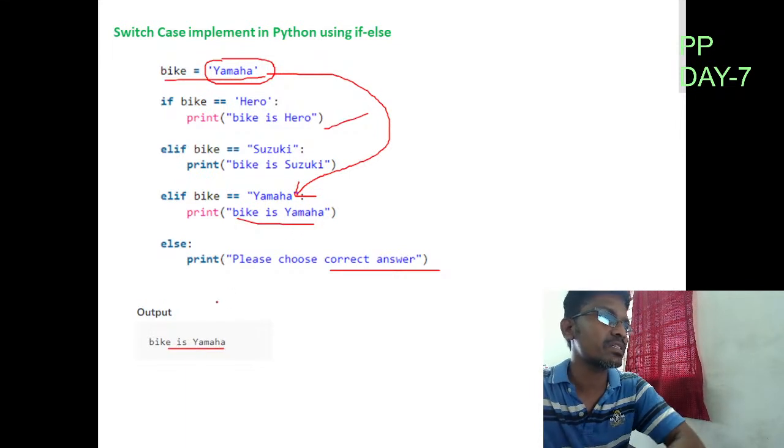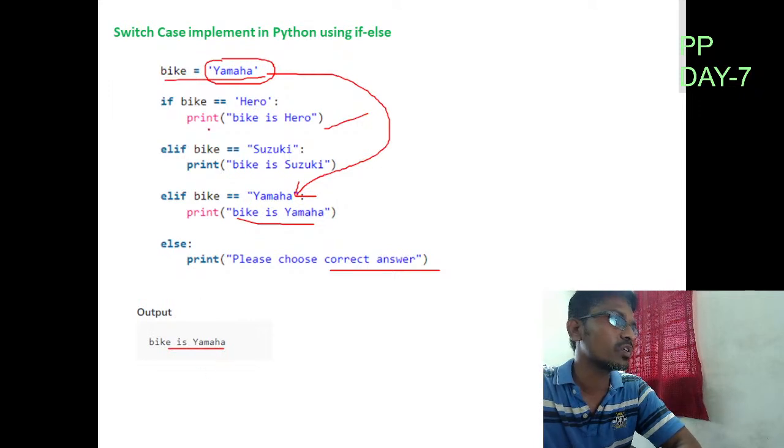So that means this program is acting as a switch case like in C programming. Actually you don't have a switch case statement in Python, but by using if else, you can implement the switch case in Python. In this example, my choice is Yamaha. Then it will directly go to if bike is equal to Yamaha, and print bike is Yamaha.